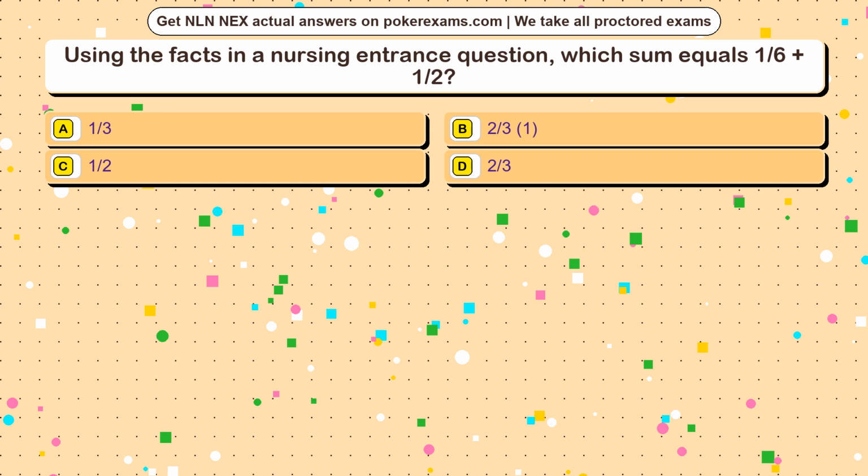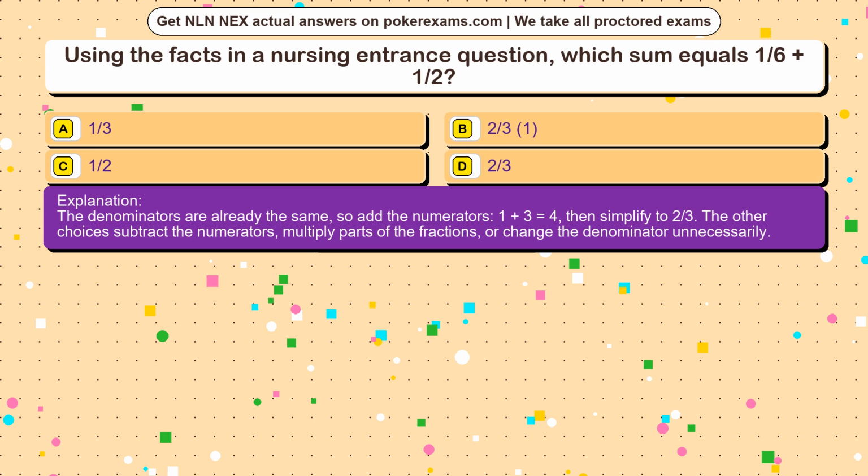The correct answer is option. The denominators are already the same, so add the numerators, 1 plus 3 equals 4, then simplify to 2/3. The other choices subtract the numerators, multiply parts of the fractions, or change the denominator unnecessarily.